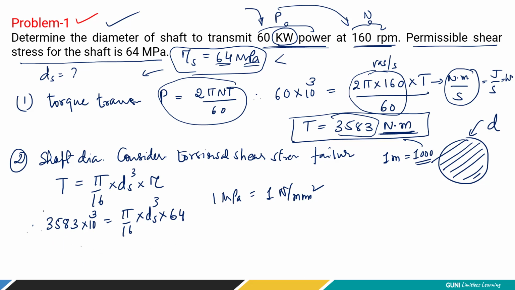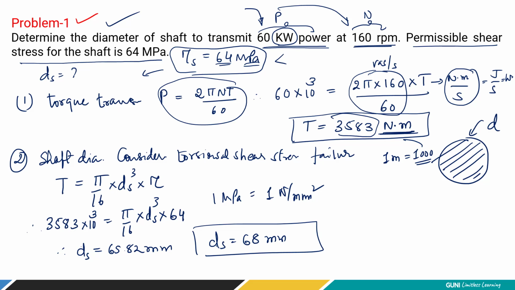So now let's find the answer. So shaft diameter comes out to be 65.82 millimeter. So on the safe side, we are going to keep d equal to 68 millimeter. If we keep shaft diameter 68 millimeter, we can safely transmit 60 kilowatt power at 160 rpm, keeping the shear stress limited to 64, not more than that, right? So we have to keep 68.